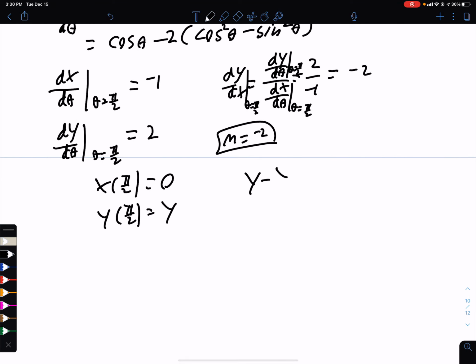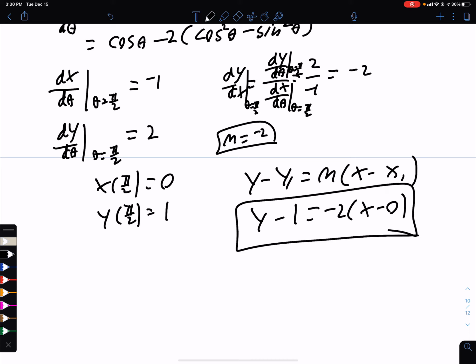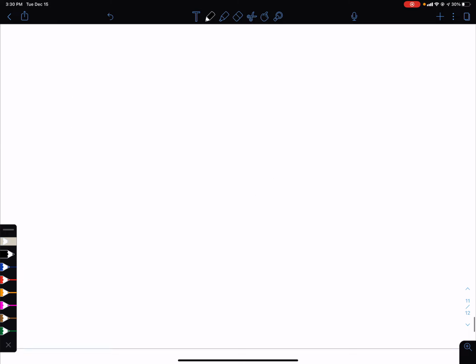And I get y minus y1 equals m times x minus x1. Y minus 1 equals negative 2 times x minus 0. There is my equation of my tangent line. I am done with this.